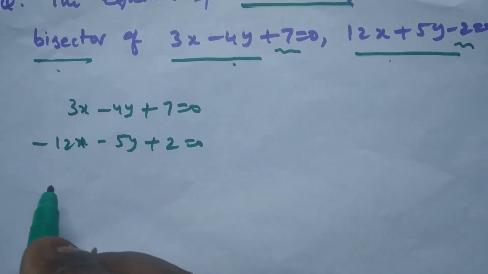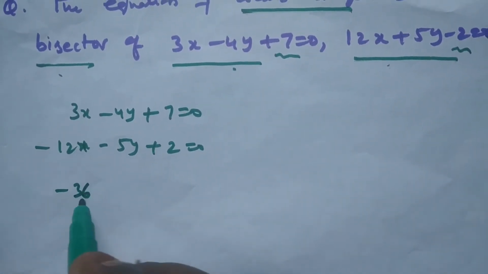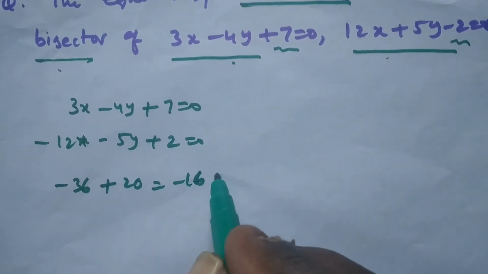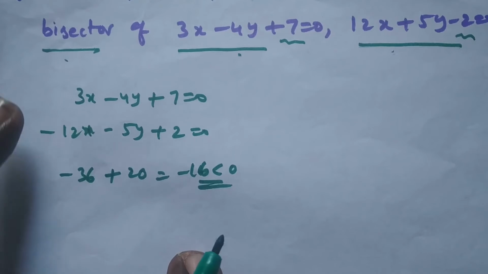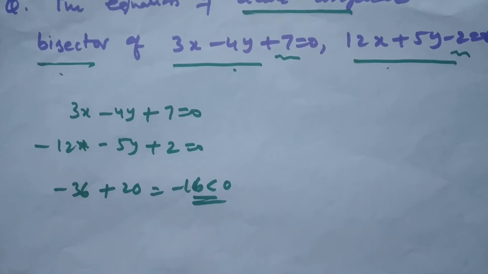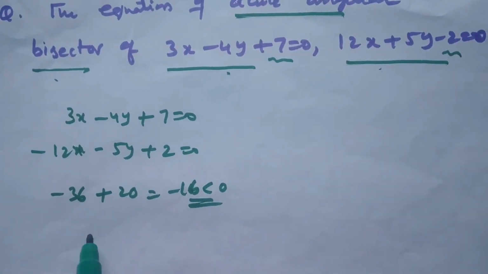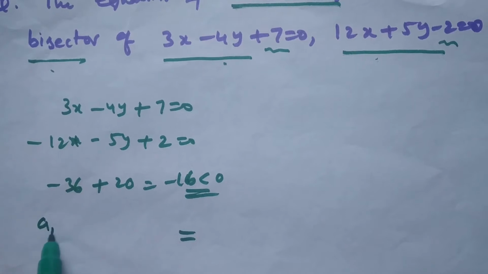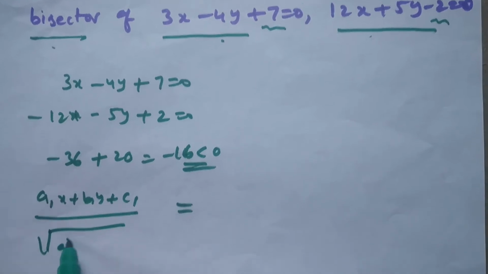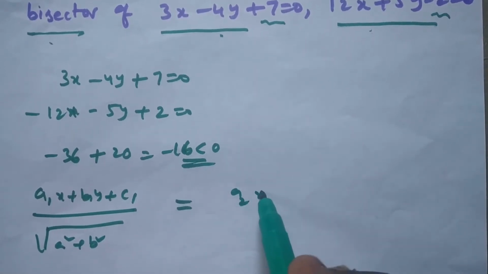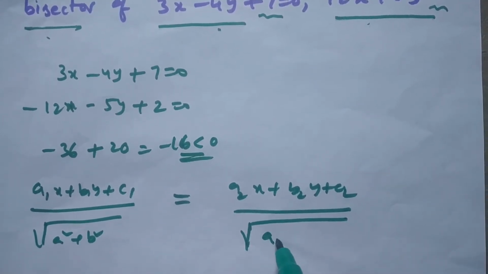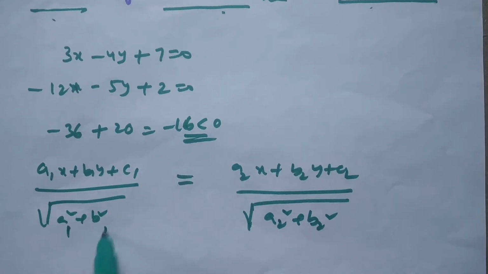Now let us find a1 a2 plus b1 b2. a1 a2 is minus 36, plus b1 b2: 5 fours are 20. So this is minus 16, which is less than 0. a1 a2 plus b1 b2 is less than 0. We have to find the acute angular bisector. From the above concept, what do you have to take? Plus. That is (a1x plus b1y plus c1) by root of a1 square plus b1 square is equal to (a2x plus b2y plus c2) by root of a2 square plus b2 square.